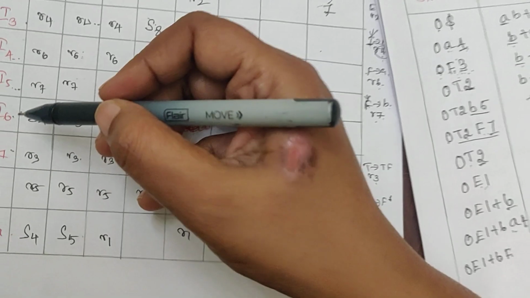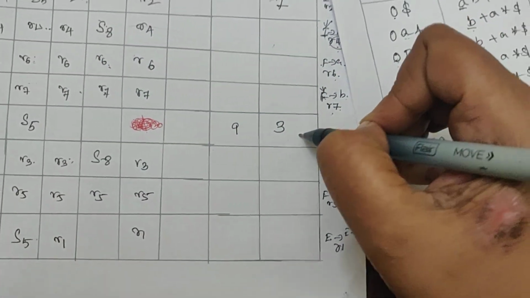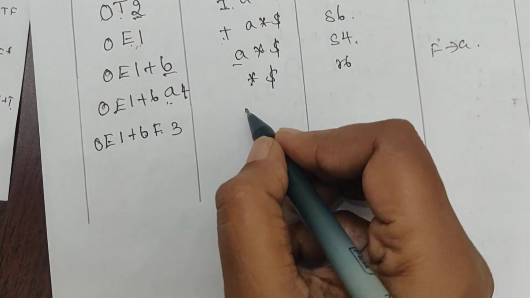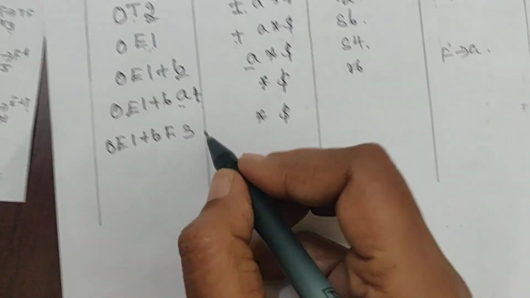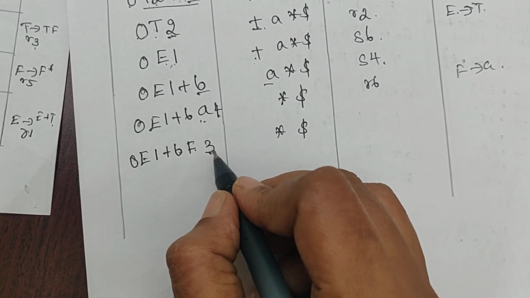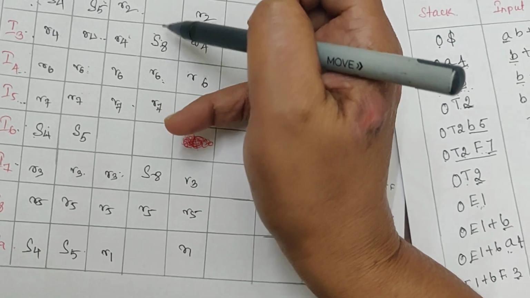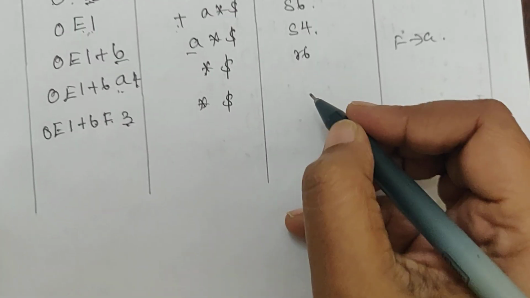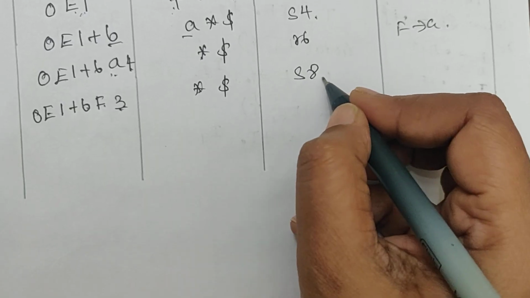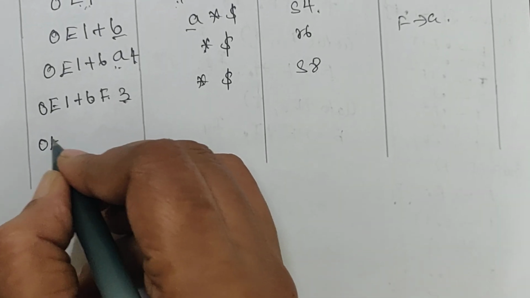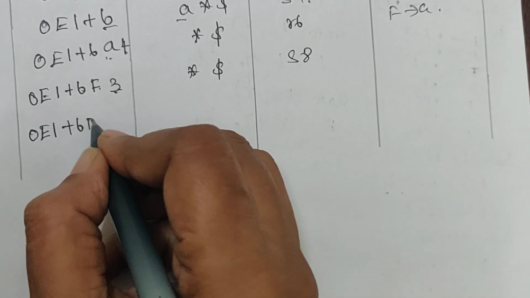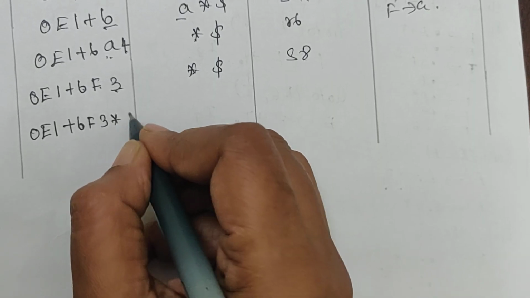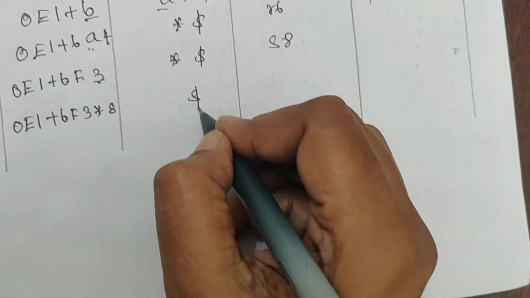6 on F. 6 on F is 3. Got it? 6 on F is 3. So make it a 3 here and you will get star. 3. Now you check what is the 3 on star. 3 on star is S8. So make S8. S is a shift operation. So make 0, 1 plus 6 F 3 star and 8. So you will get a dollar over here.